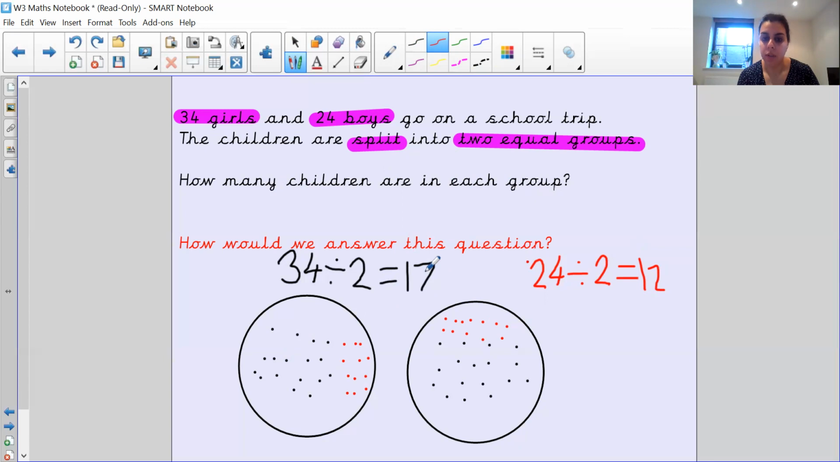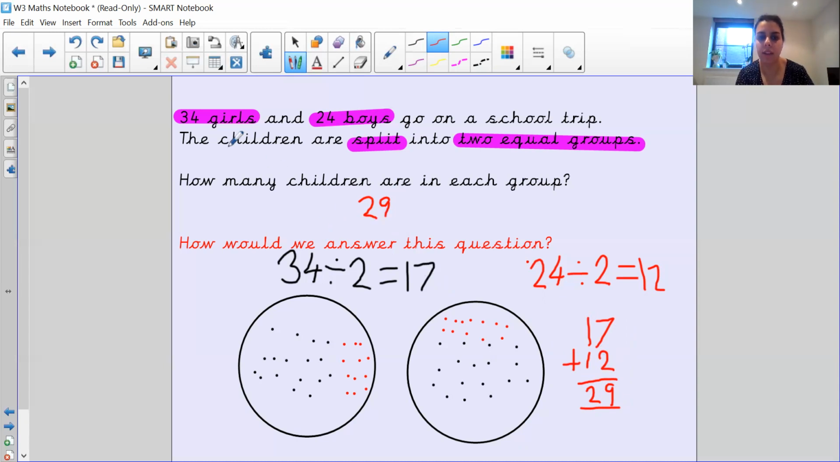So I'm now going to write my answer by adding my 2 numbers together. So I'm going to do 17 add 12. 7 add 2 is 9. 1 and 1 is 2. So then when I go back up here, how many children are in each group? The answer is 29.